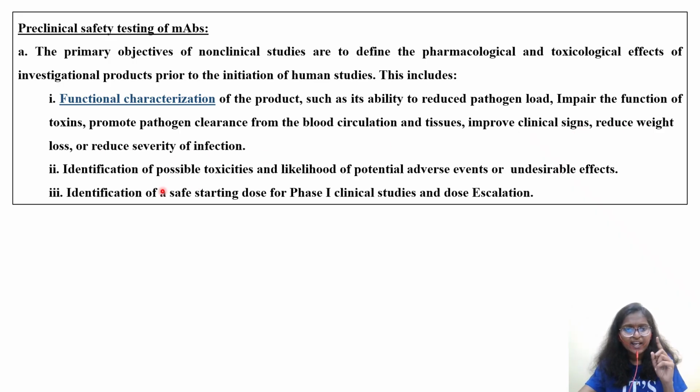Second important point is identification of the possible toxicity and likelihood of the potential adverse events or undesirable effects. Identification of the safe starting dose. For your first in human trials, you have to identify it based on a novel approach. You have to decide what is a safe starting dose for the phase 1 clinical studies and dose escalation studies, SAD/MAD studies, single ascending dose and multiple ascending dose studies.